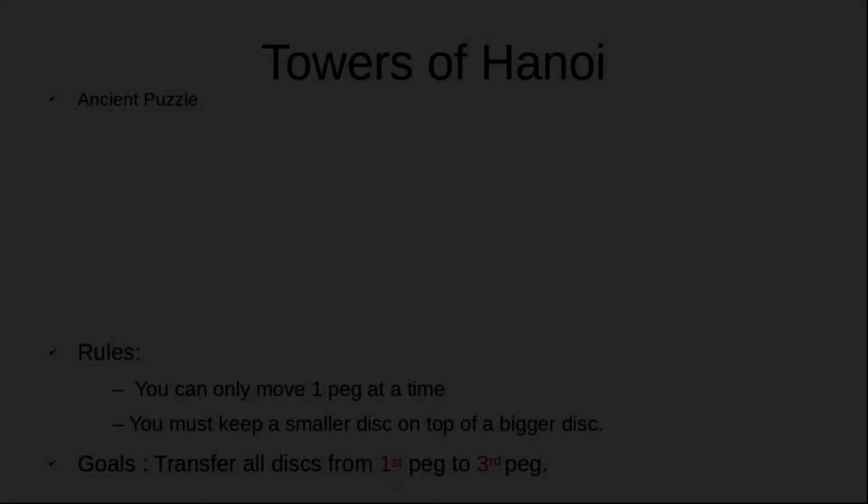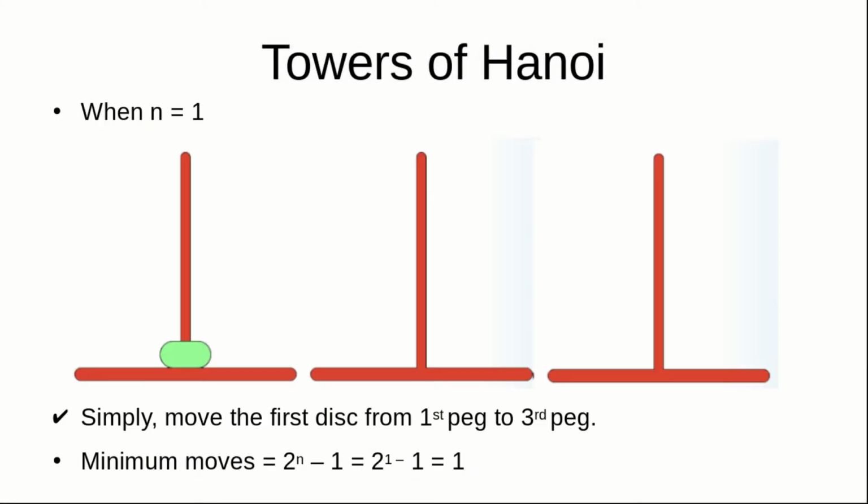So let us see the solution to this ancient puzzle. Whenever the value of n is equal to 1, the case is very easy. I can simply move disk number 1, which is this disk in this case, from this peg to this peg. Let's call this peg a source peg, this peg a temporary peg, and this peg a destination peg. That is, I can simply move my disk number 1 from source peg to the destination peg.